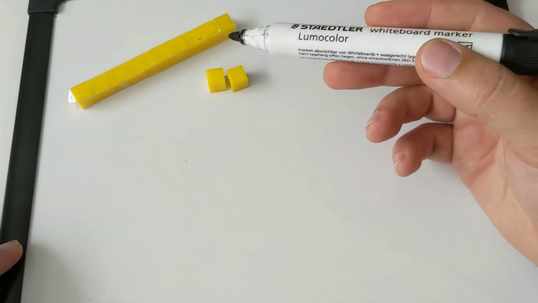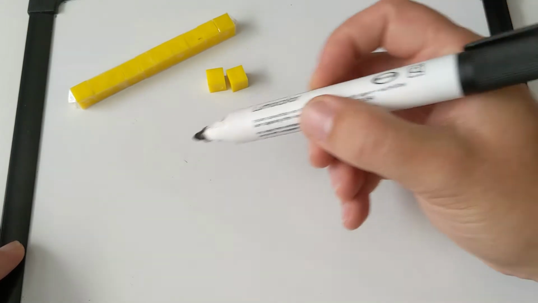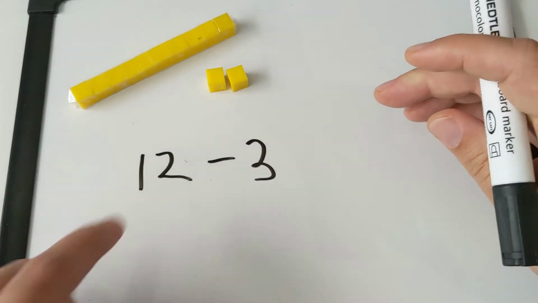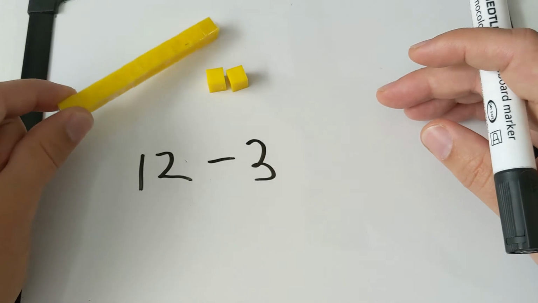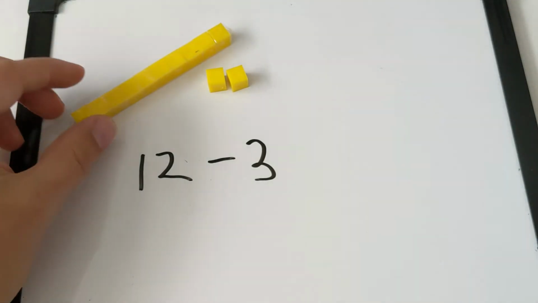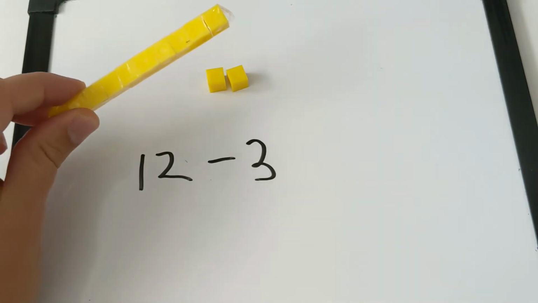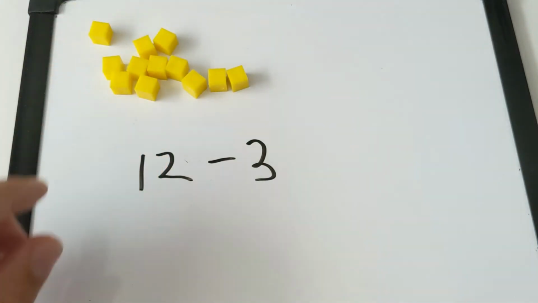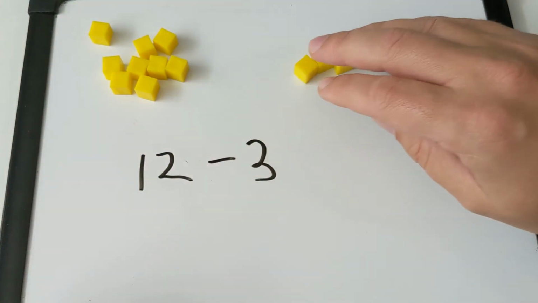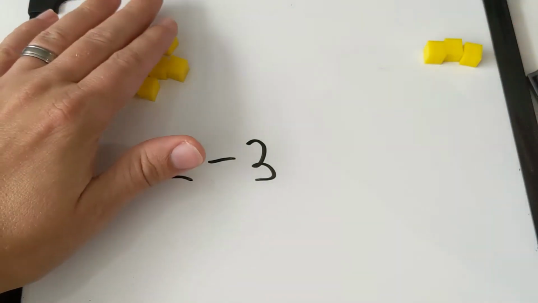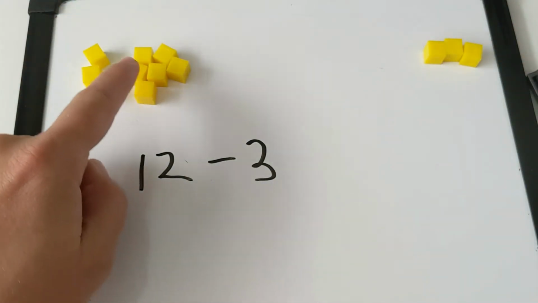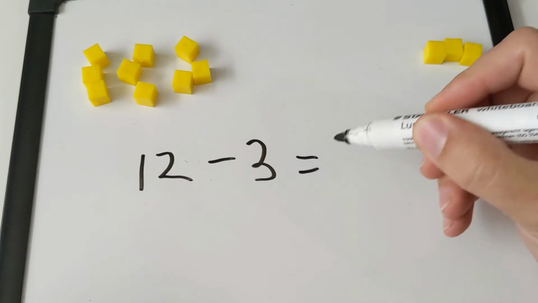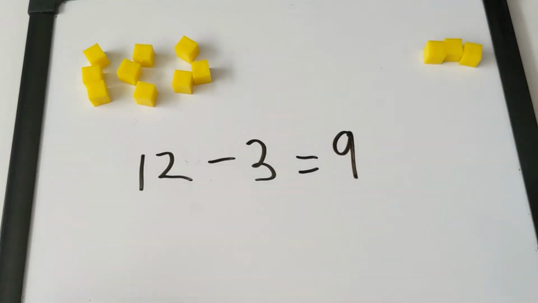I have 12 here, 1 long which is worth 10, and then my 2 singles. And I need to take away 3. Well, I can take away 2 really easily, but then I'm just left with this 1 long. So just like I did before, I'm going to trade this 10, or this 1 long, which is worth 10, away for 10 singles. Now I can much more easily take away my 3, and I am left with 1, 2, 3, 4, 5, 6, 7, 8, 9. 12 take away 3 equals 9.